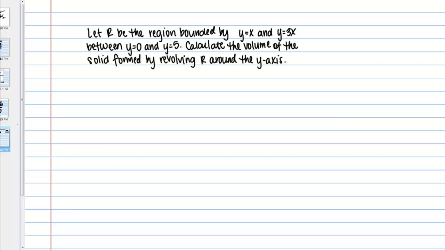In this example, we're told to let R be the region bounded by y equals x and y equals 3x between y equals 0 and y equals 5. Calculate the volume of the solid formed by revolving R around the y-axis. So to start, we need to draw a picture of our region R so we can see what's going on here.